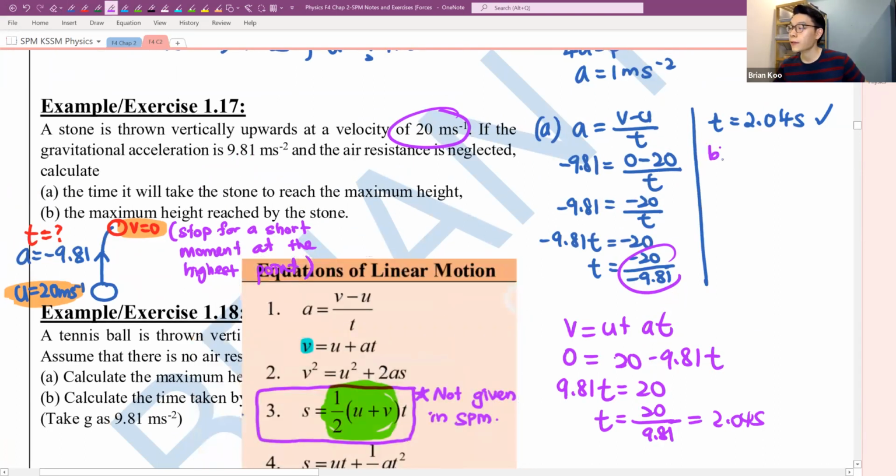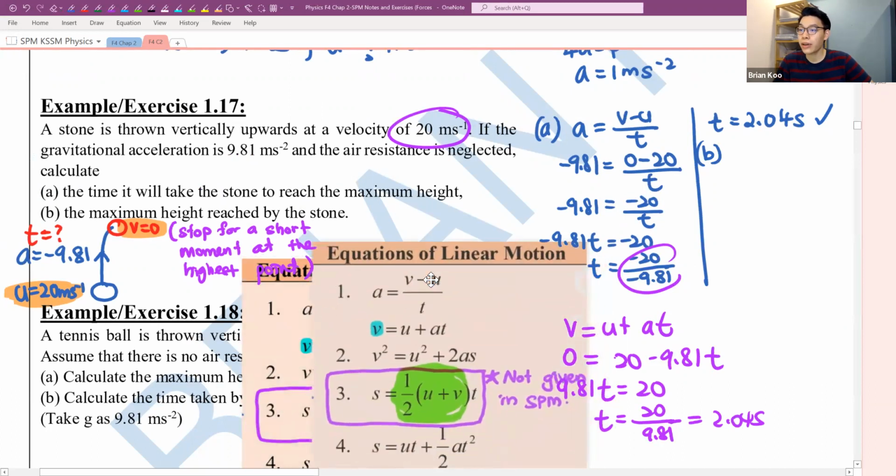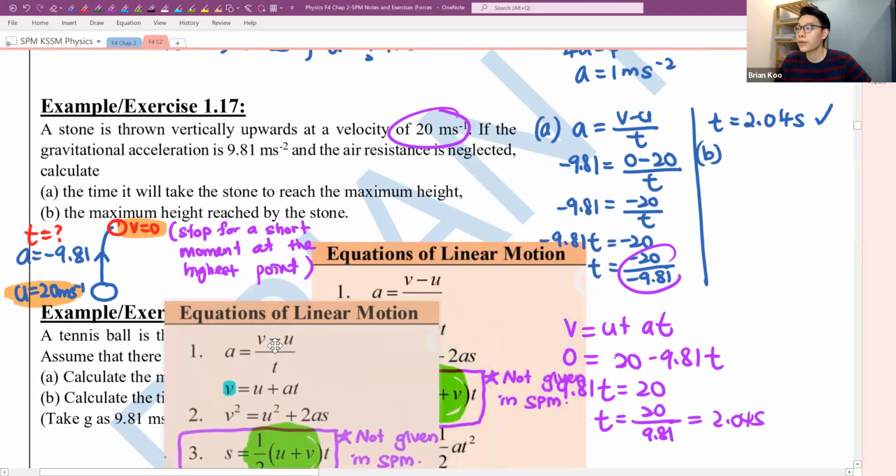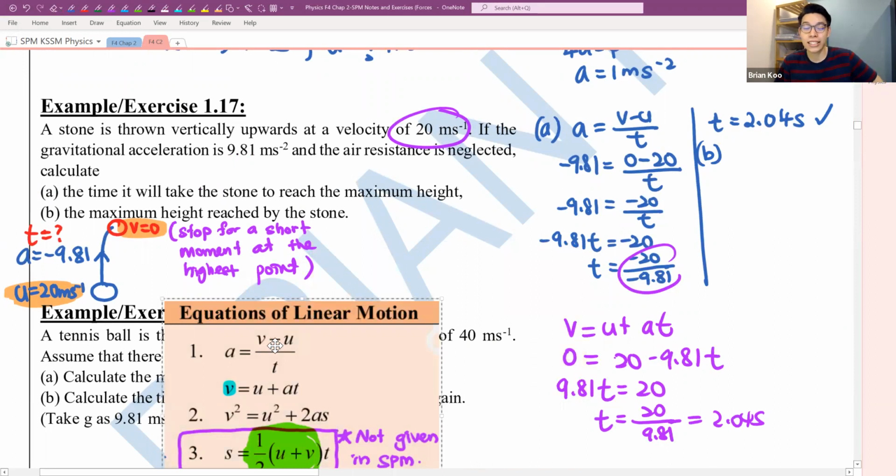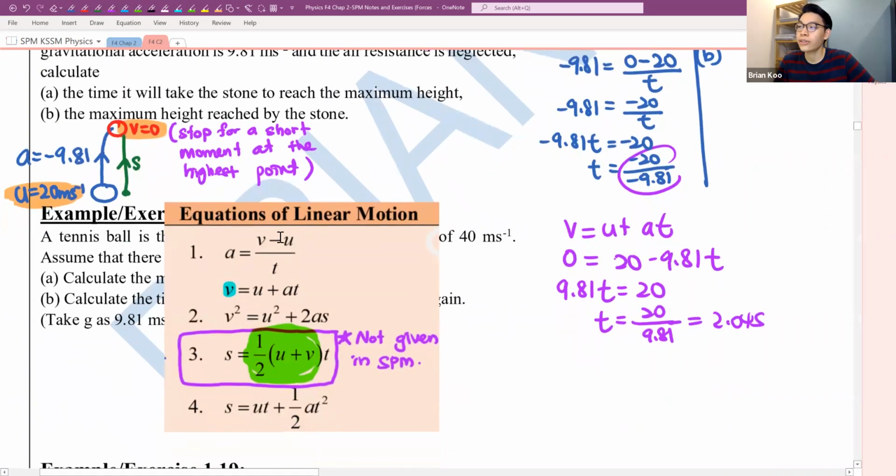Part B. The maximum height reached by the stone. Okay, so just now we found out what is the value of T already. Now we want to find out what is the value of S, the maximum height. So we want to know from down here, going up, what is the displacement that this stone has traveled. So I don't want to use anything that has T.